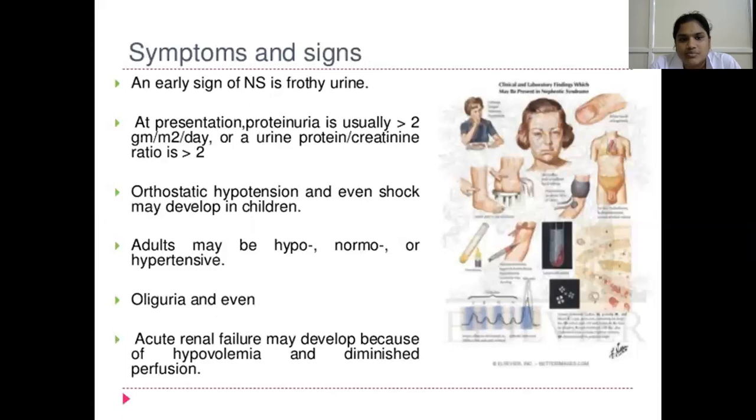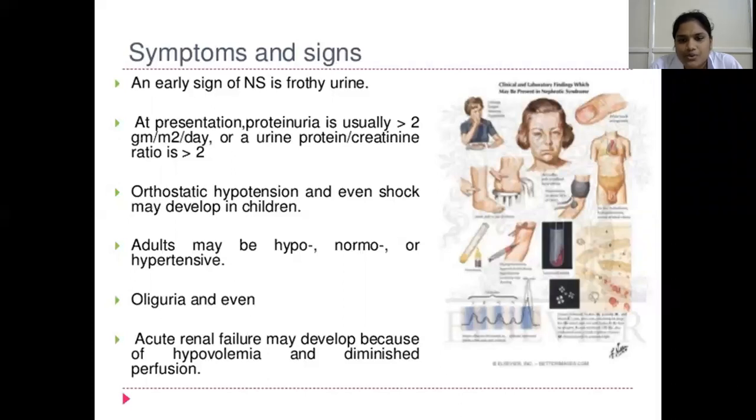So signs and symptoms. The early sign of the nephrotic syndrome is frothy urine. So frothy urine is seen at the presentation. Proteinuria is usually more than 2 grams per 24 hours, or the urine protein to creatinine ratio is more than 2. Then orthostatic hypotension and even shock may develop in children, but it is usually rare in adults. Adults may present with normotension or hypertension.